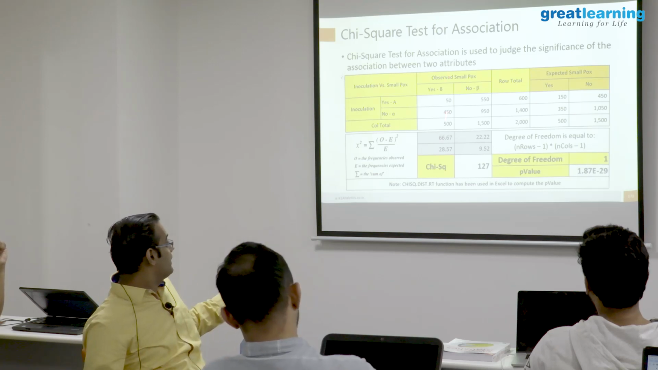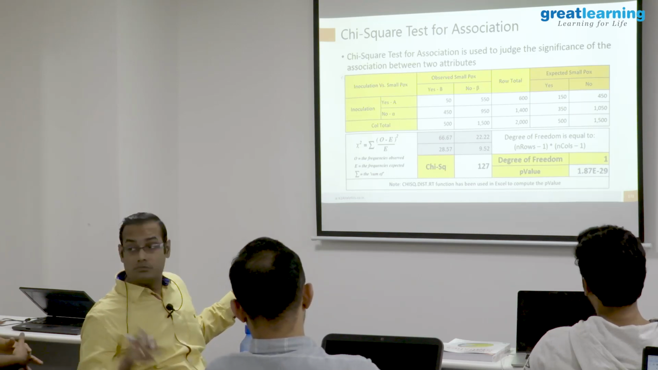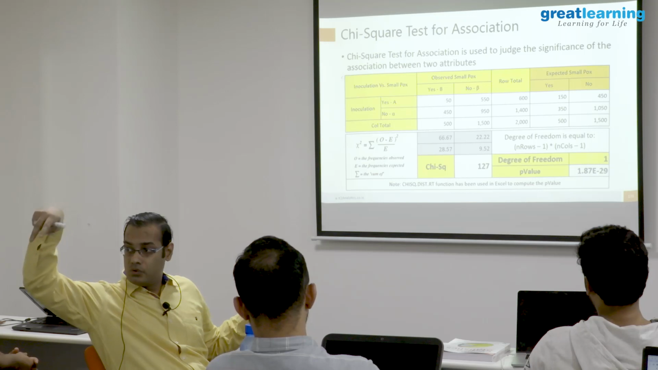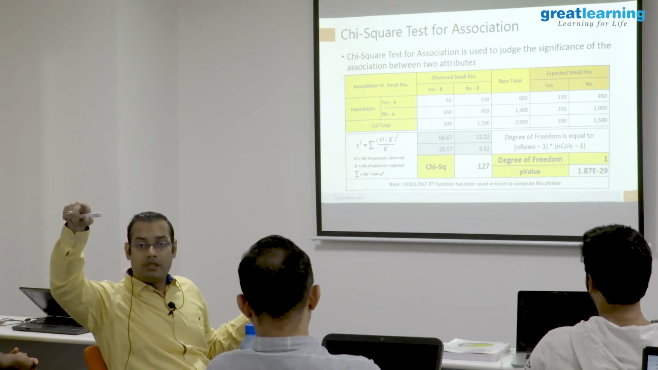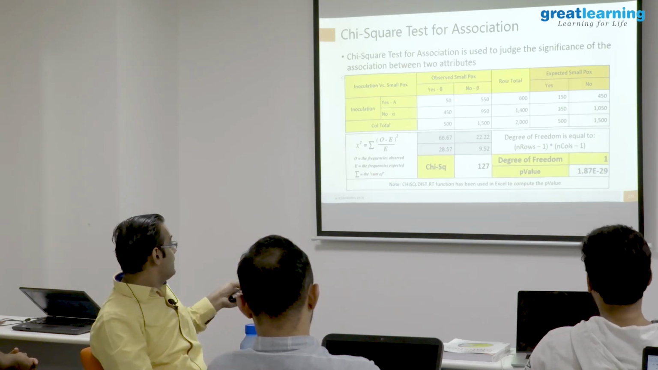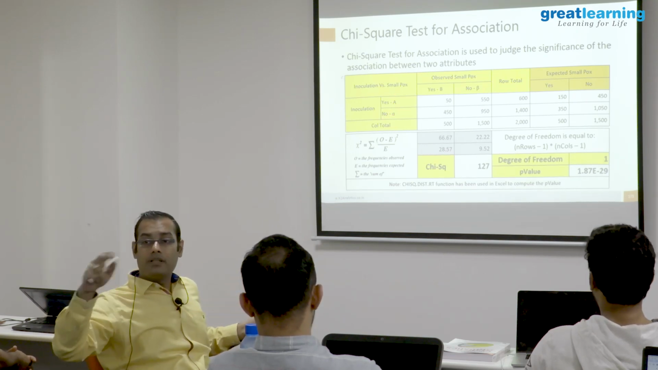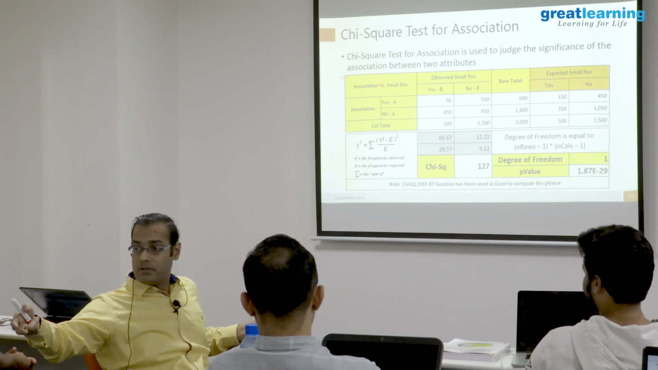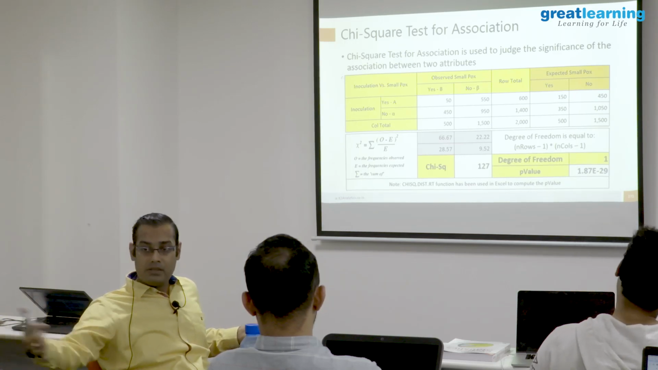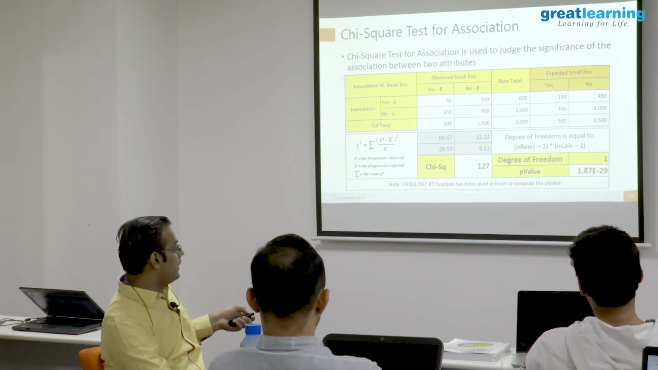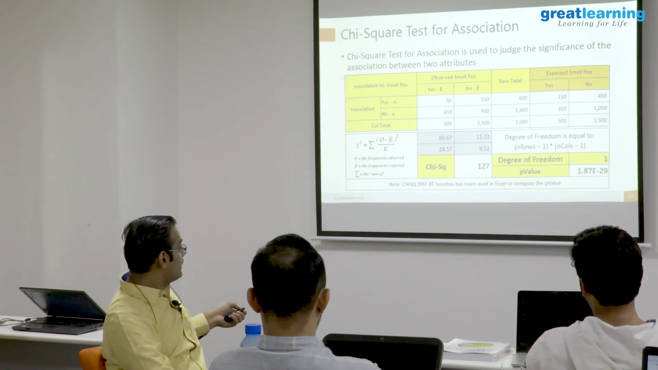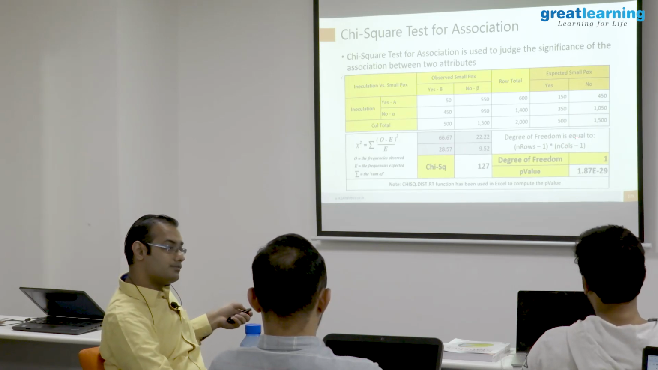Degree of freedom: m minus 1 multiply n minus 1. So how many categories are here column wise? 2. 2 minus 1. And how many categories row wise? 2. 2 minus 1. So 2 minus 1 multiply 2 minus 1, that is 1 multiply 1, that is 1. So degree of freedom will be 1. I have to now see the p-value.